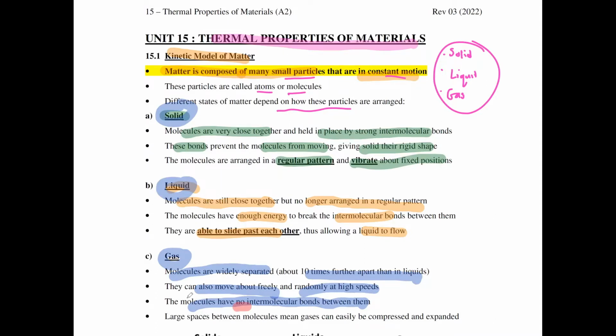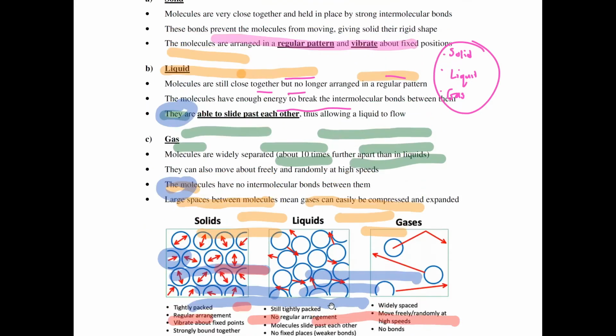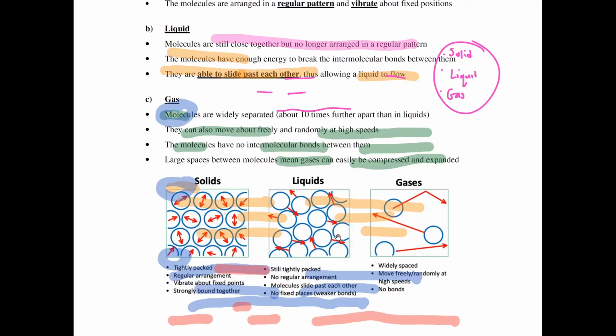And because your molecules have wide separation, that means you have large spaces between the molecules. The large spaces between the molecules mean that your gases can be easily compressed and expanded as you like. What you see below here is a visual representation of how the solid, liquid, and gas molecules ought to look.